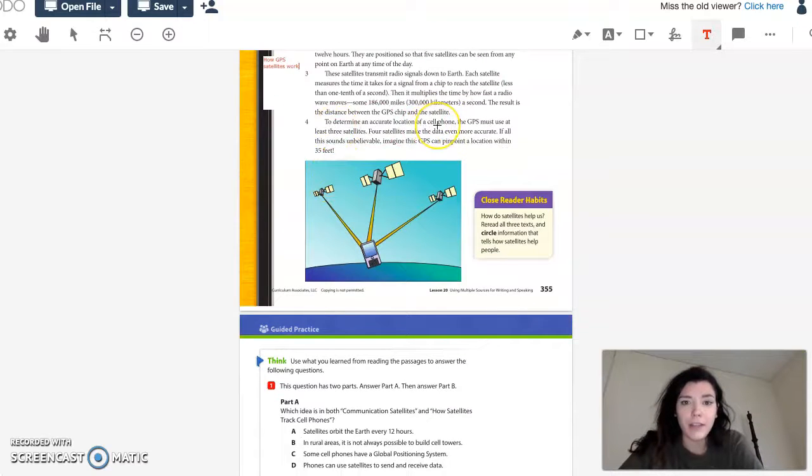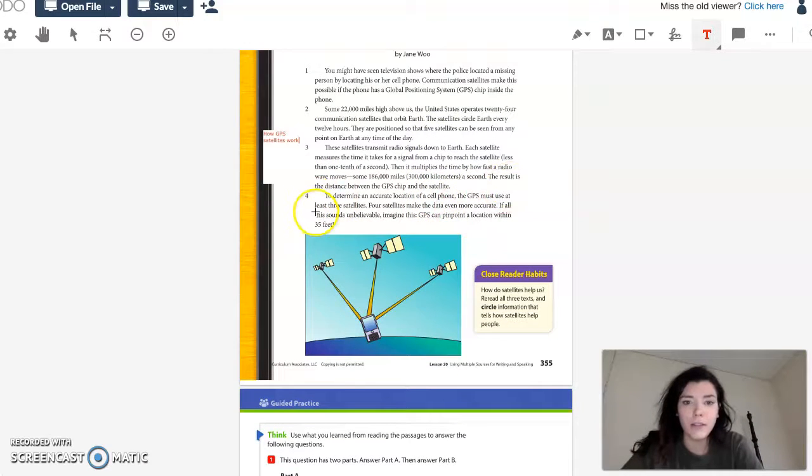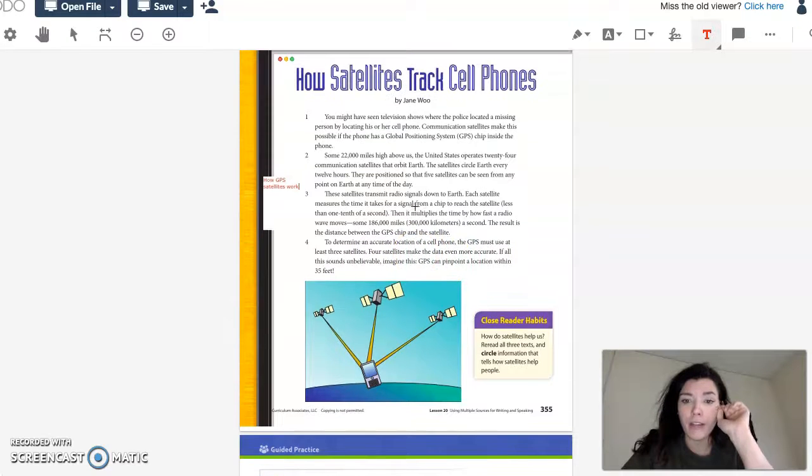To determine the accurate location of a cell phone, the GPS must use at least 3 satellites. 4 satellites make the data even more accurate. If all this sounds unbelievable, imagine this. The GPS can pinpoint a location within 35 feet.